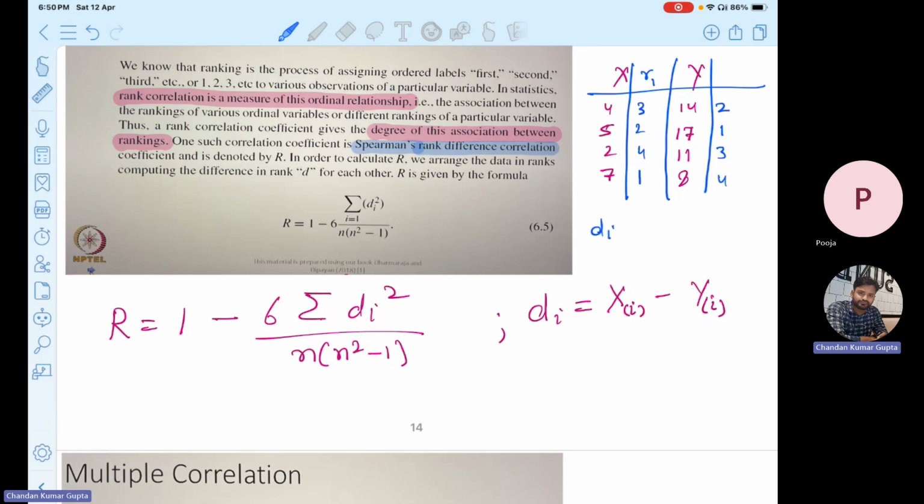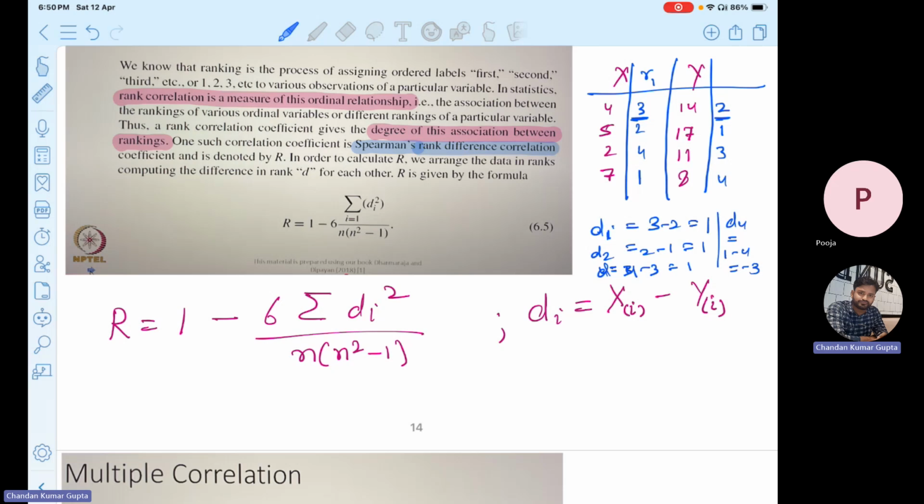So what is di? For the first pair the ranks are 3 and 2, so the difference d1 is 3 minus 2, which comes out to be 1. Then d2 is 2 minus 1 equals 1. Then d3 is 4 minus 3 equal to 1. And then d4 is 1 minus 4 equal to minus 3. So this is the difference between the corresponding ranks of the random samples of the random variables.